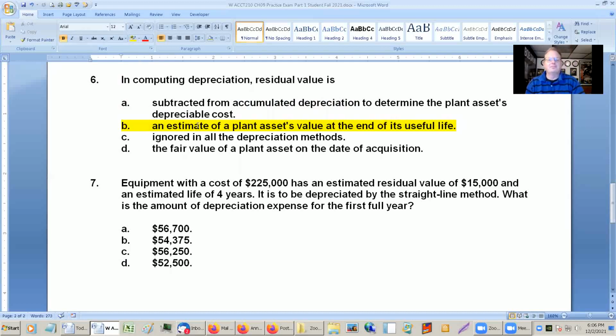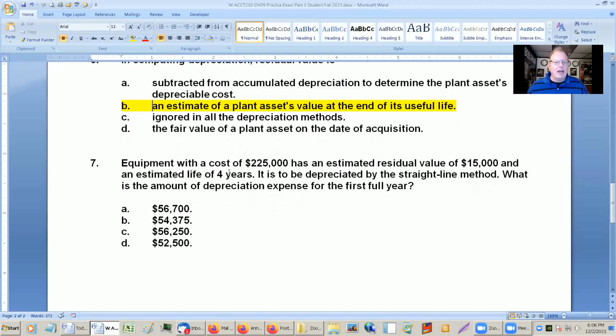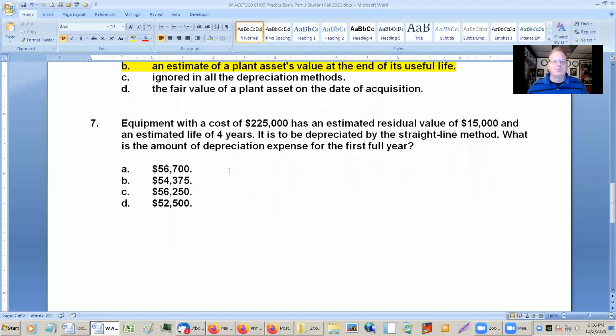And ignore it. There actually is a method that ignores it. The IRS code, they ignore it. They use the double declining balance method, which is a different method, and then they ignore it. They do it for you like that because it increases your expenses, which is good for taxes. Okay, 7.